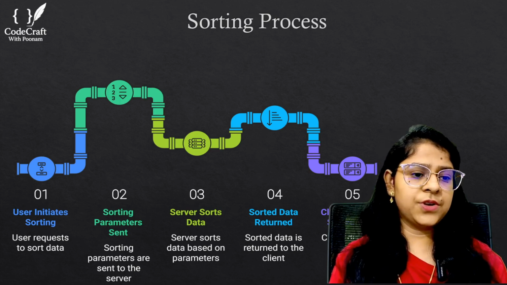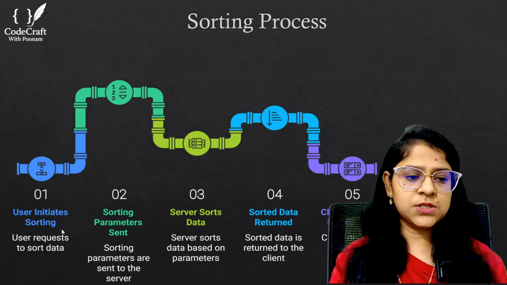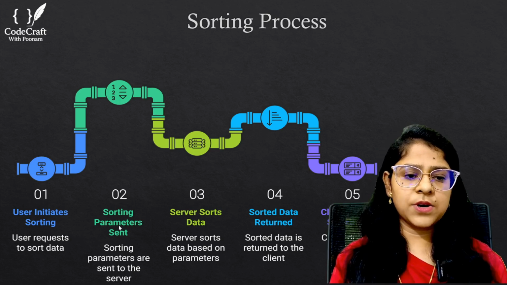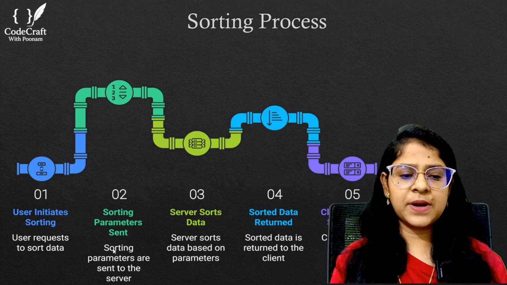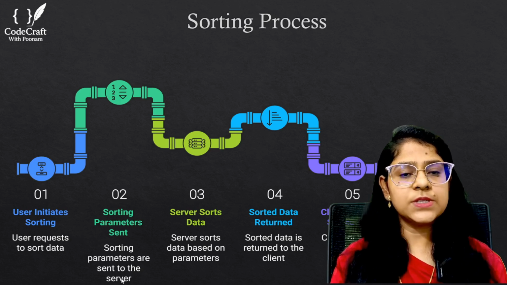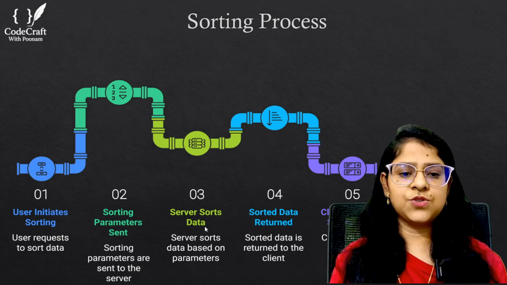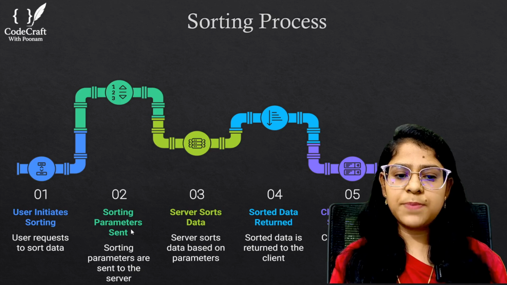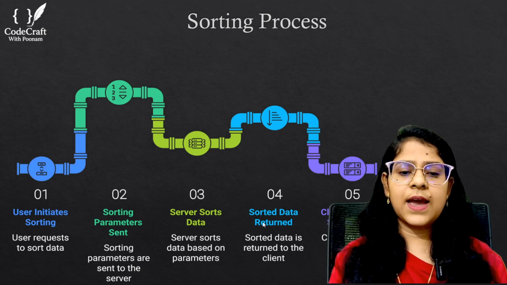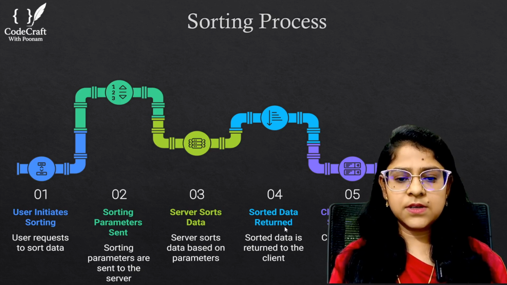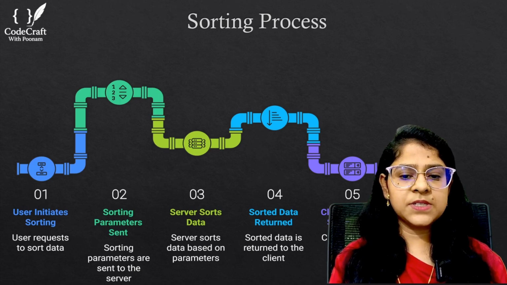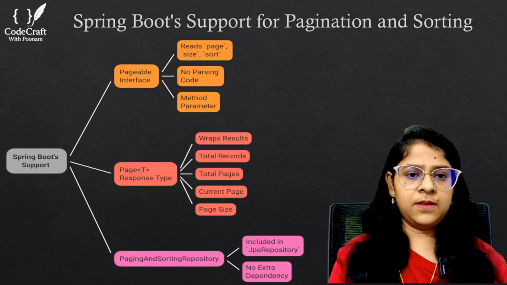So the first step is the user initiates sorting. The user requests to sort data, and then the sorting parameters are sent to the server. Based on this, the server sorts the data based on the parameters. Then the sorted data is returned to the client, and the client displays the sorted data in a consistent order.